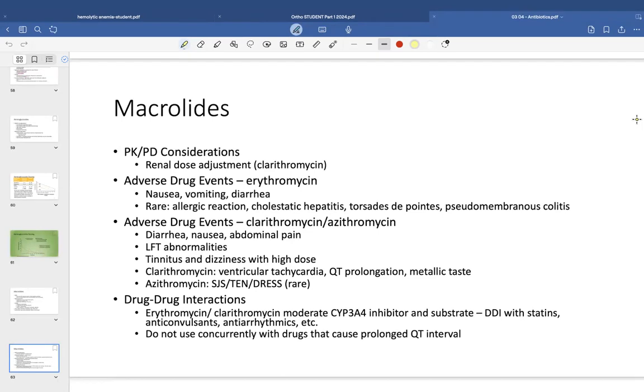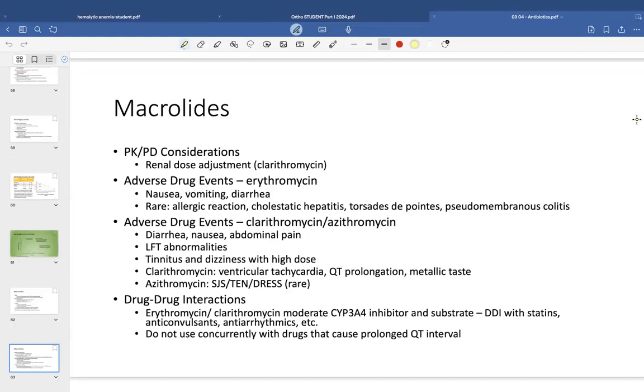Fortunately, azithromycin has a much lower incidence of 3A4 inhibition. It's pretty much not even clinically relevant compared to the erythro and clarithro. So azithromycin would be the best bet. You don't have to worry about drug interactions, although their spectrum is not completely the same, but you might be able to switch to azithromycin.